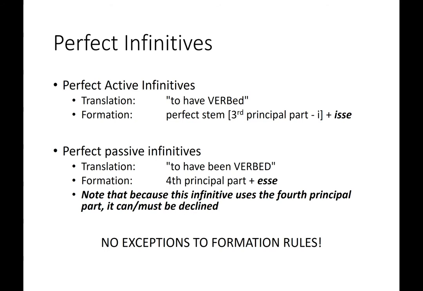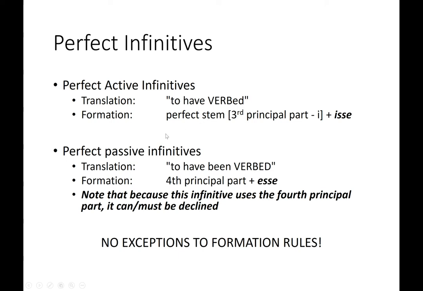From here on out, all of the other infinitives use the same rule with no exceptions, no changes, no alterations. So the next one we need to learn is the perfect infinitive, which has, like the present, an active and a passive form. The perfect active infinitive gets translated as an infinitive, so it has to have the word to, right? It's perfect, so it has to have that have or has in there. And then you just fill in the rest with the verb. So to have verbed, okay?